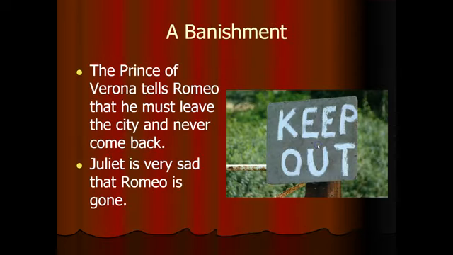A banishment. So the Prince of Verona tells Romeo that he needs to leave the city and never come back, and that's called banishment. If you're banned from a place, going back there, that's called being banished. And Juliet is very sad that Romeo's gone. Remember, Juliet just got married to him earlier in the day, and later on in the day, he kills her cousin, and she's very sad because that's her husband. And so, Juliet is sad that Romeo's gone because he is banished for killing Tybalt.